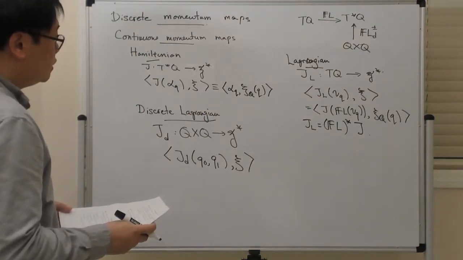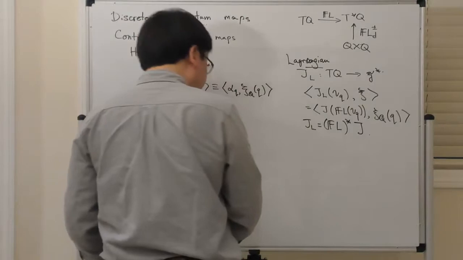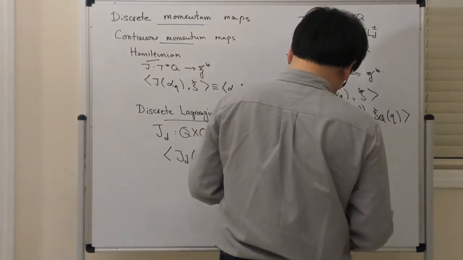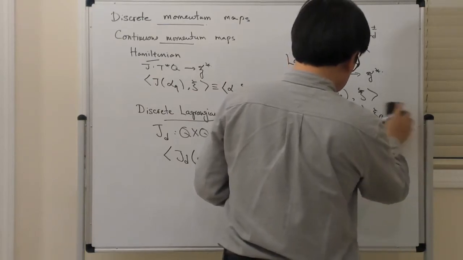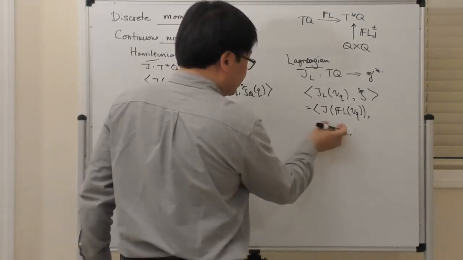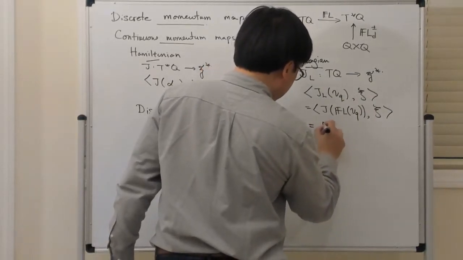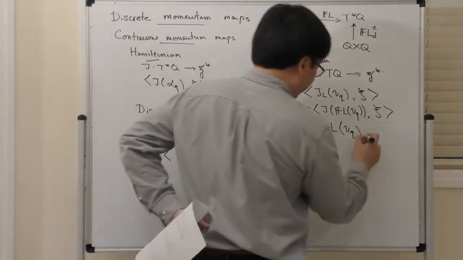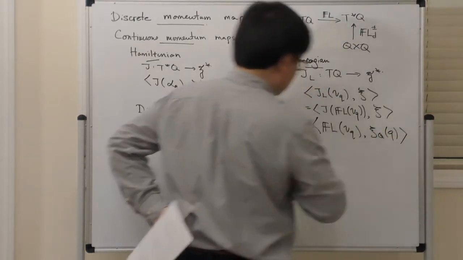I'm sorry, that's not what I meant to say. Let me just write it this way. Going from here to here, I'm doing a pullback. This is still the Lie algebra element, but this is equal to the fiber derivative of the vector applied to the infinitesimal generator.